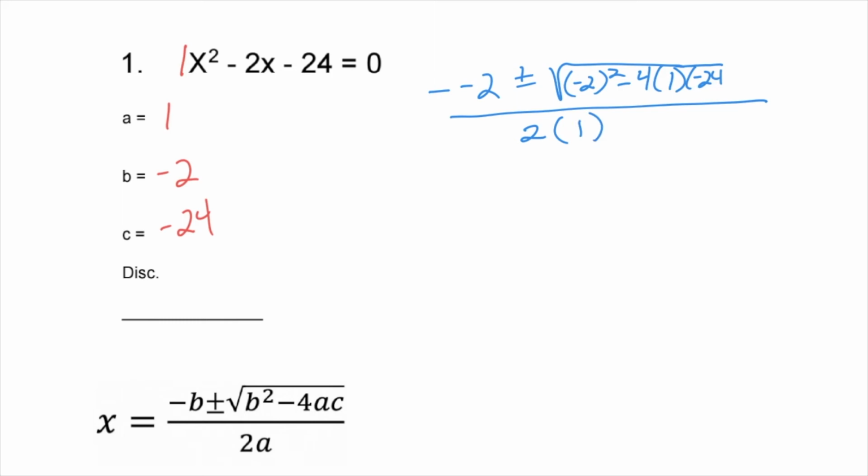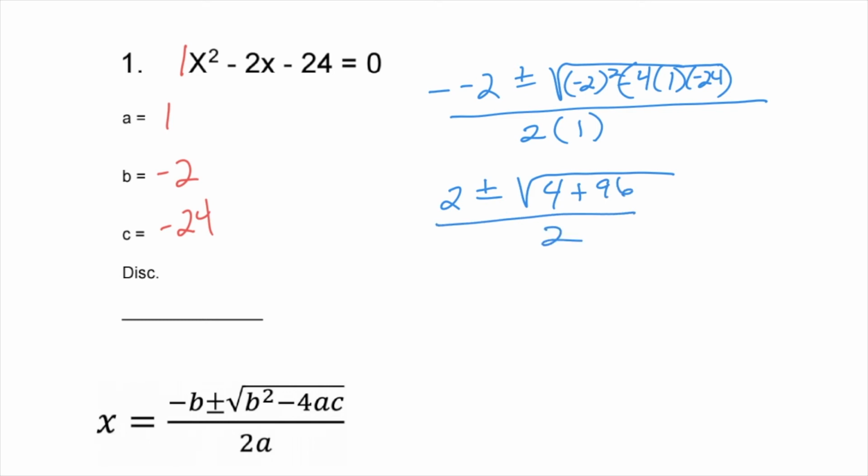So notice I kept it plus minus. We're going to work through this, just slowly work through it. The opposite of negative 2 is 2. So we have 2 plus or minus the square root of 4, because negative 2 squared is 4. And then I'll look at negative 4 times 1 times negative 24. That's going to give me a positive 96, divided by 2.